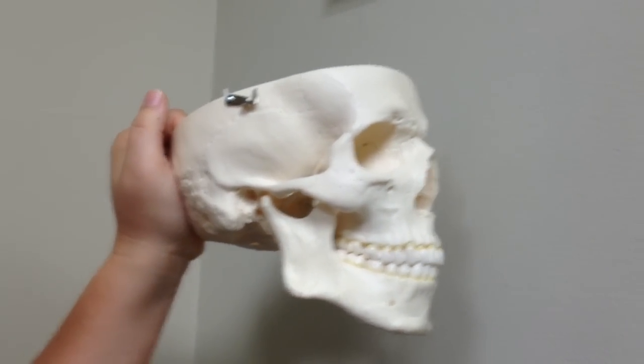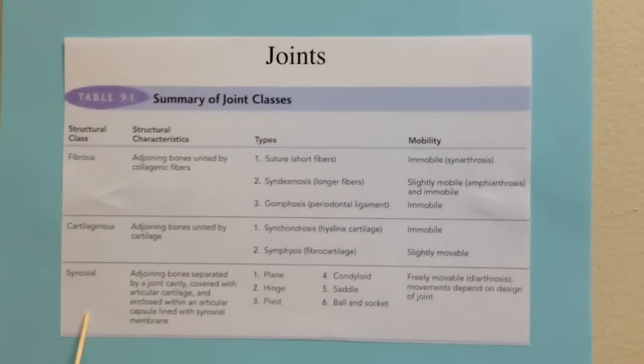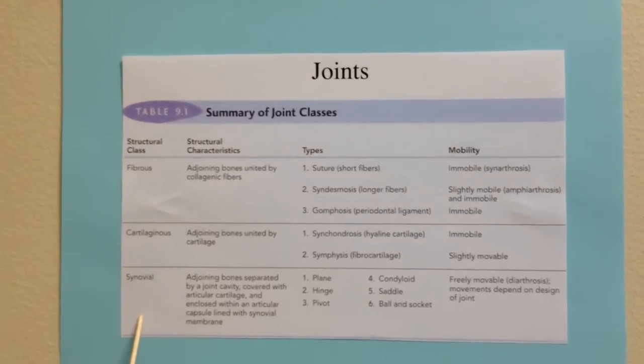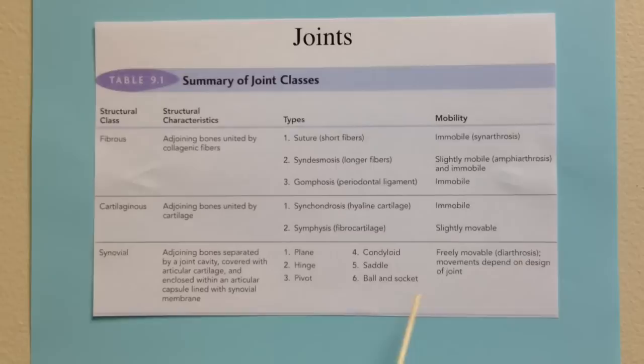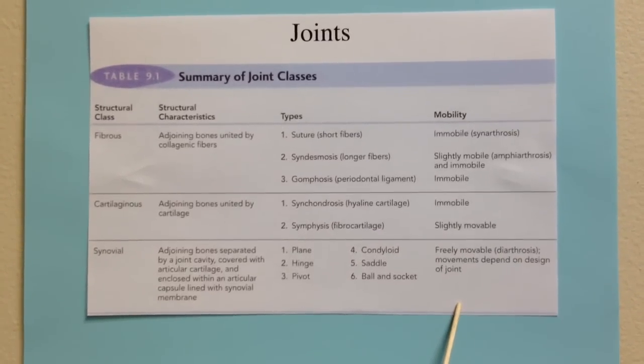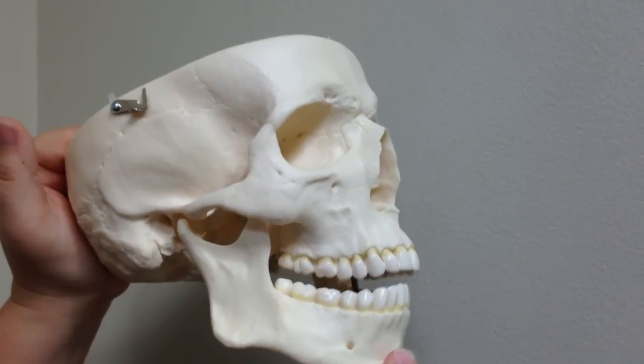The TMJ is classified structurally as a synovial joint, meaning it is comprised of a joint cavity, ligaments, and an articular capsule. It is functionally diarthrotic, meaning it is a freely movable joint. The mandible is the movable bone of the joint.